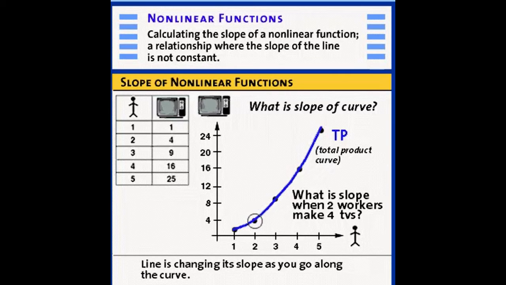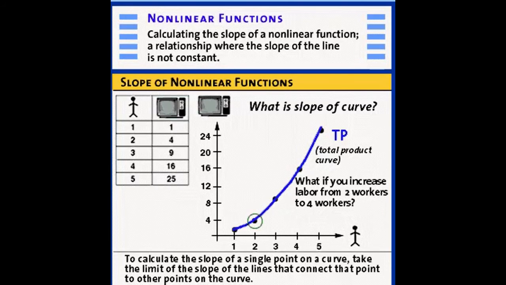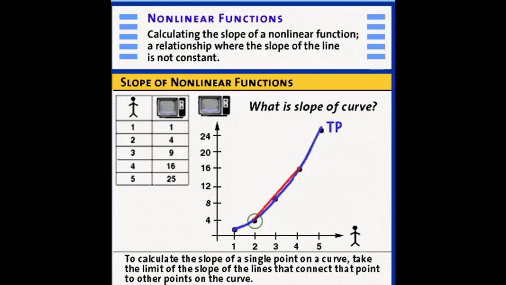We calculate the slope at a single point by taking the limit of slopes of lines that connect 2 points on the curve. So for instance, suppose we look at what happens as we move from 2 workers to 4 workers. As we move from 2 workers to 4 workers, what happens is this. We're moving along a line that connects those 2 points. And the line that connects those 2 points is this line right here. This red line connects those 2 points.